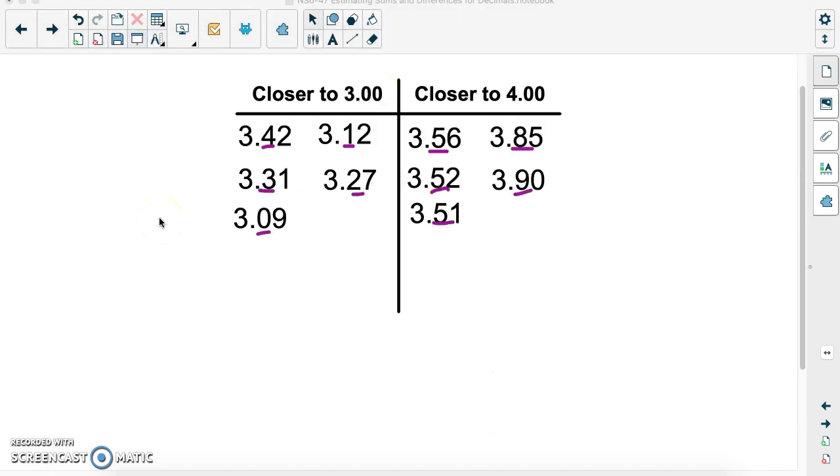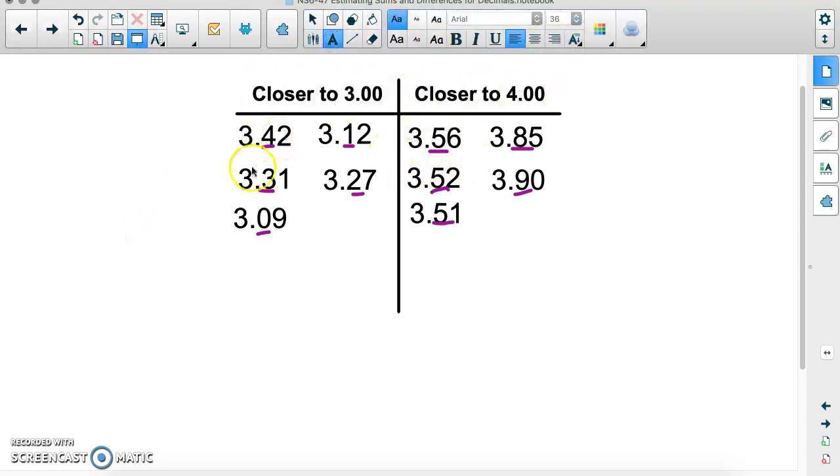This is what your table should have looked like if you sorted this on your whiteboards. So when you were sorting, I asked you to think about which digit you were looking at to decide this. So when you were sorting these numbers, whether you knew it or not, you were always looking to the digit in the tenths place to decide where to sort it.